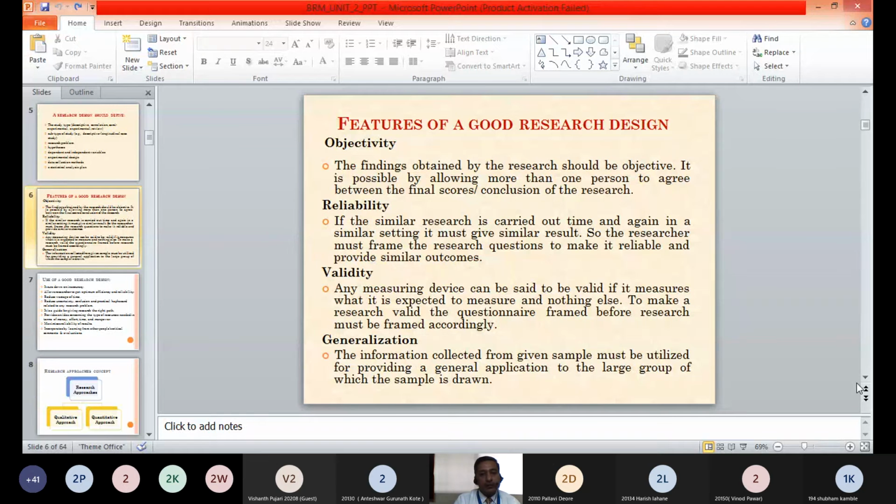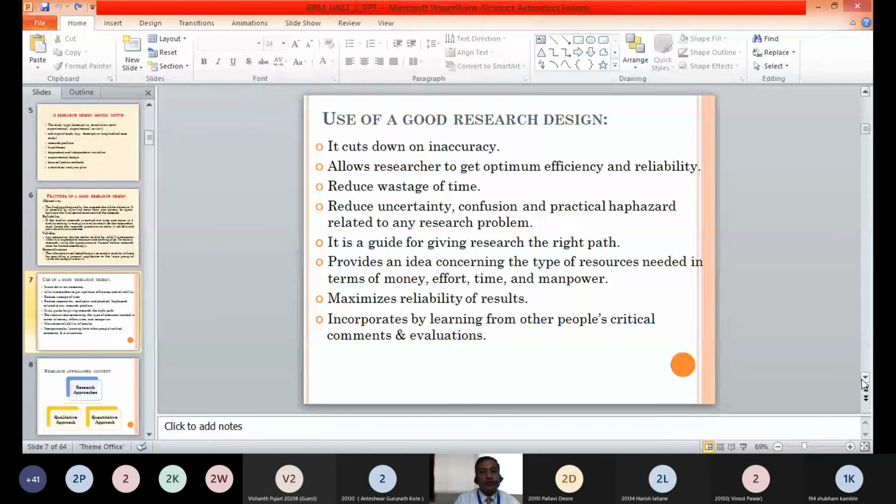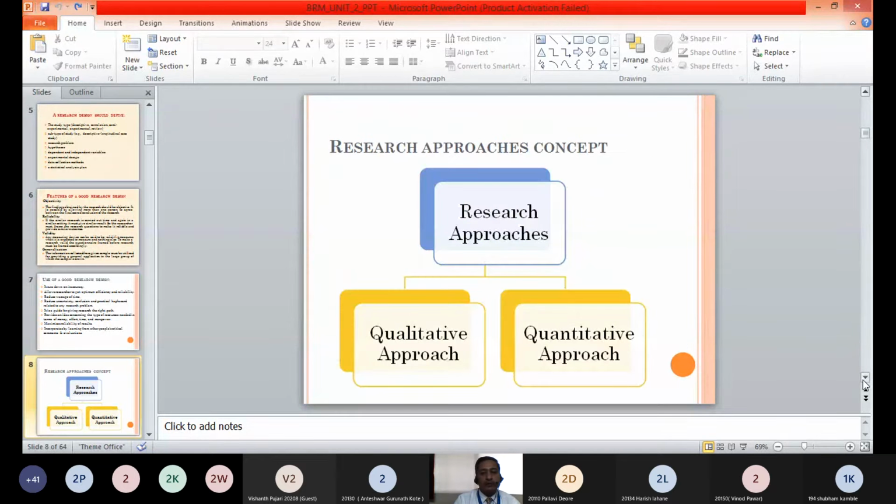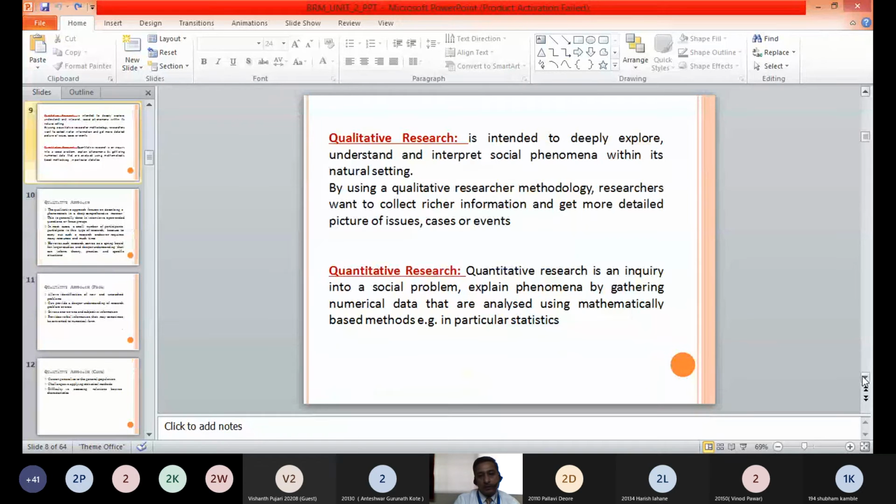Then we discussed the important features of a good research design, like objectivity, reliability, validity, generalization. These qualities we have discussed. Then we discussed how a good research design can be useful for a researcher. And we started with research approaches. In that we started discussion on the qualitative approach and the quantitative approach. Till now, this is what we have discussed today.